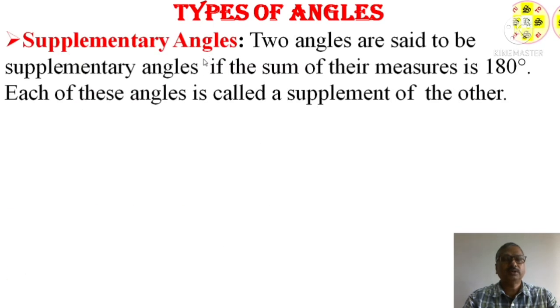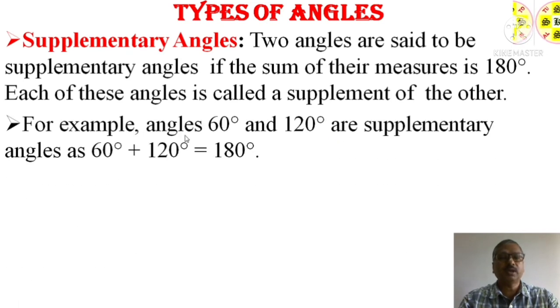Now these are supplementary angles, that is, more than one angle is related. What is the definition of supplementary angles? Two angles are said to be supplementary angles if the sum of their measure is 180 degree, and each of these angles is called a supplement of the other angle.